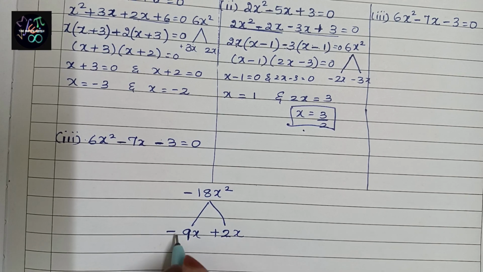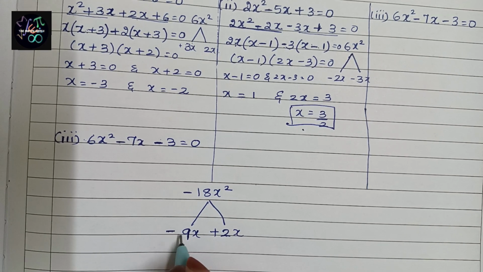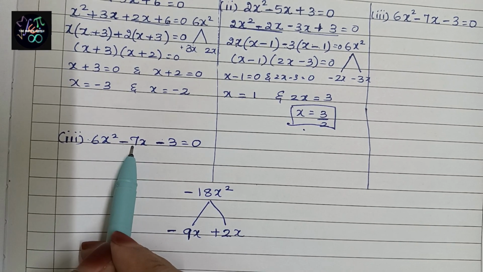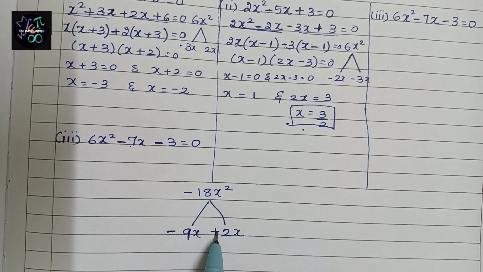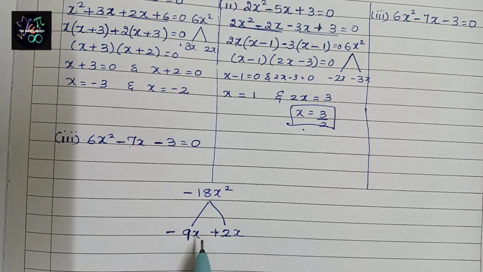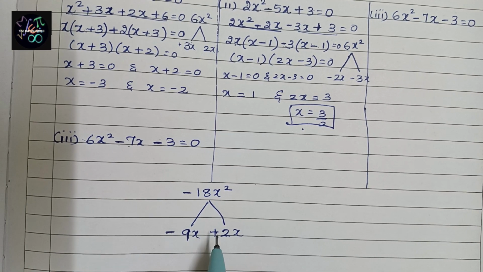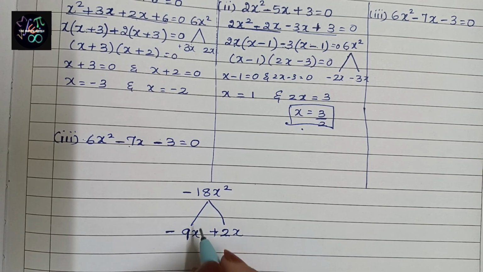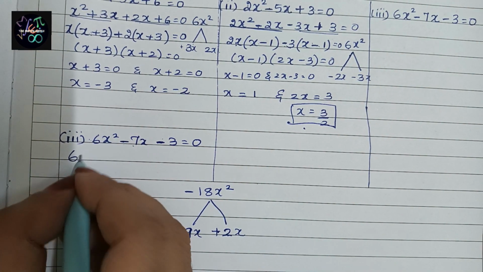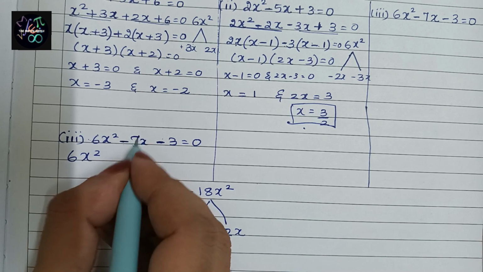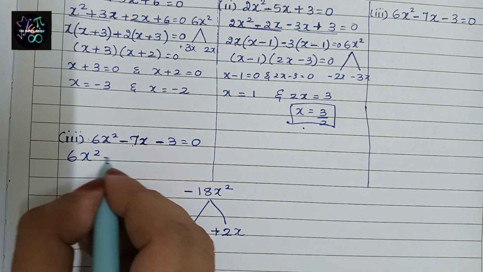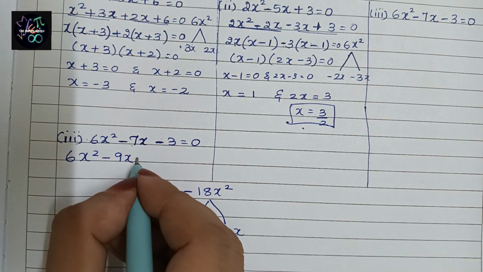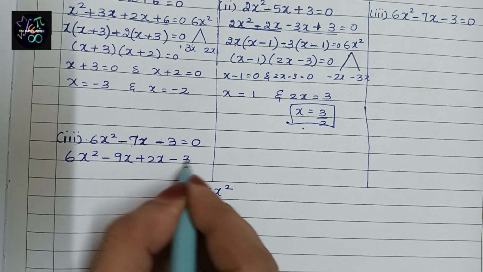Always remember, if we give the bigger number as minus, then we will get minus 7. If we had given plus here, we won't get minus 7, we get plus 7. So we should be very careful while writing the sign. Okay, let us write now. 6x square as it is. In place of minus 7x, what should I write? Minus 9x plus 2x minus 3 equal to 0.